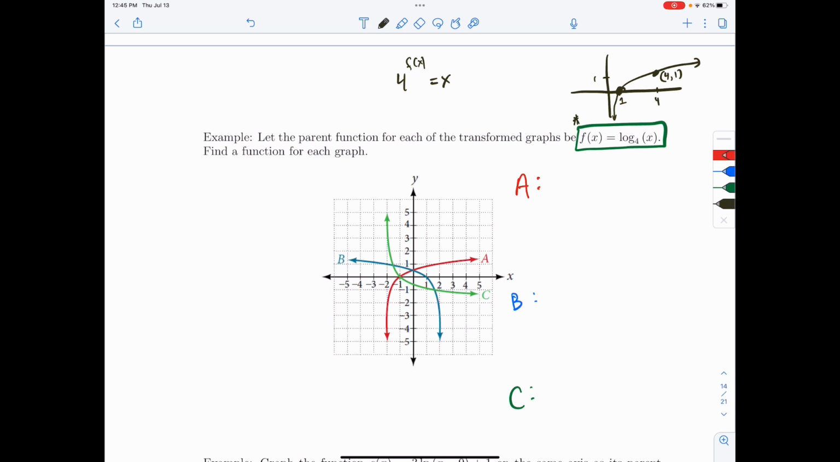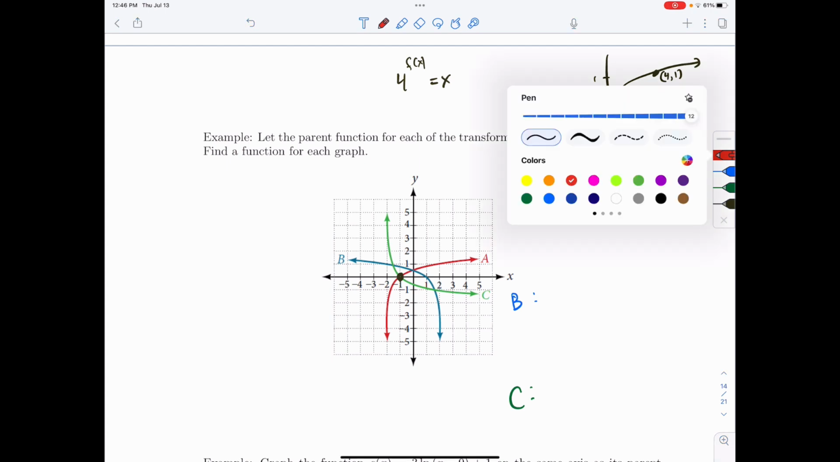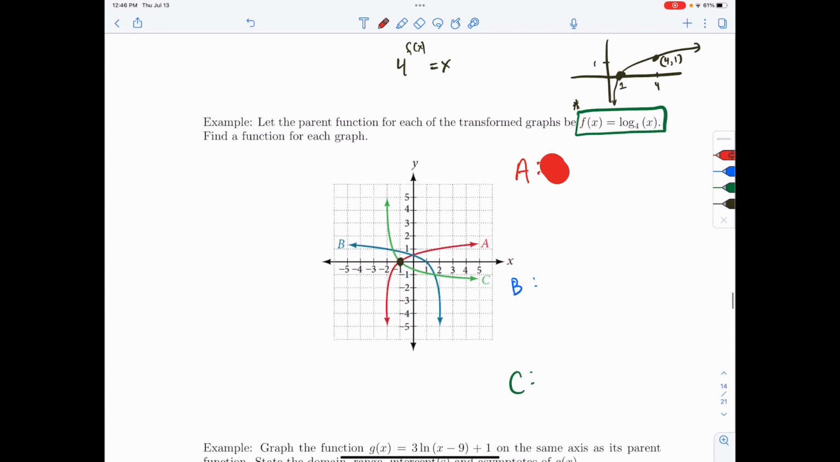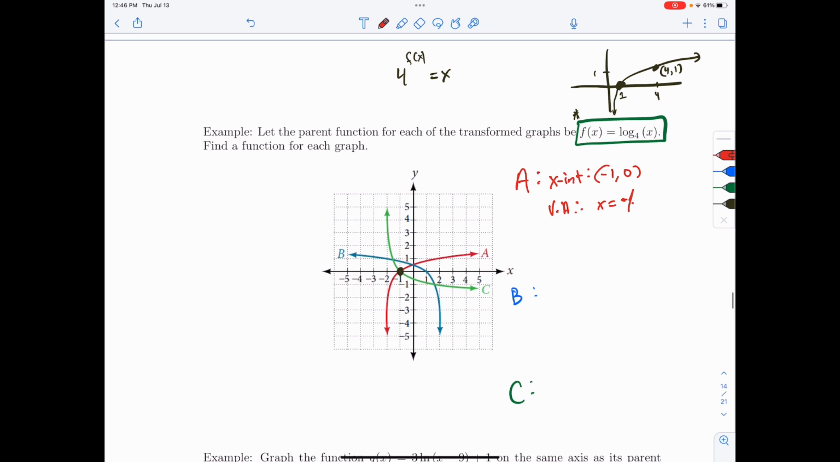So looking at A, the new graph for A has an x-intercept of -1. If I originally had an x-intercept of 1 and it's now -1, it looks like it's the same shape. So the x-intercept is now (-1, 0). That means the new vertical asymptote is x equals -1, and it's the same shape as what we had in our parent graph. So this looks like we're just shifting to the left 2 units. So we're going to say log base 4 of x, and we're going left, so we'll say plus 2. I'm not going to write it as an equation. So A is log base 4 of (x plus 2).